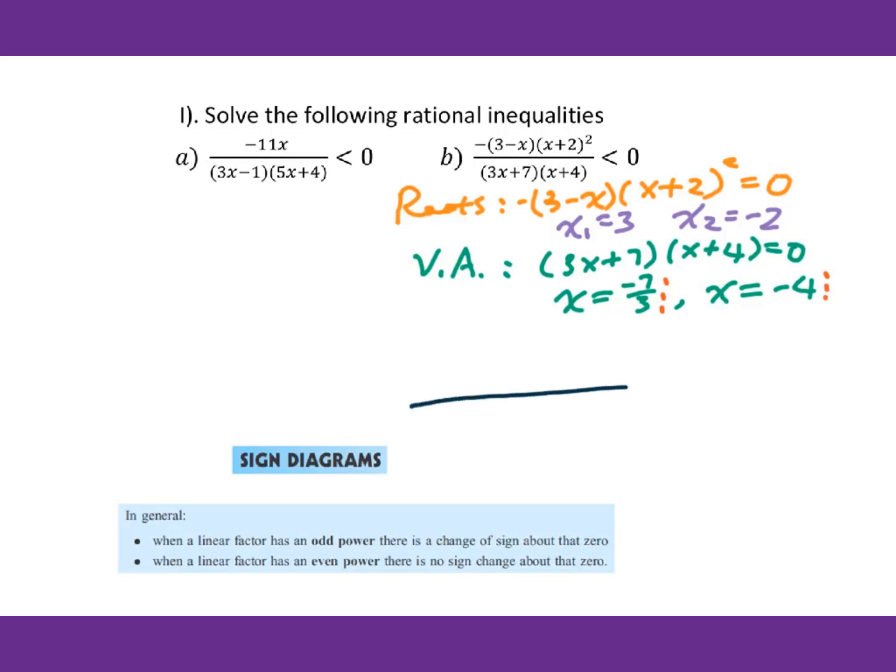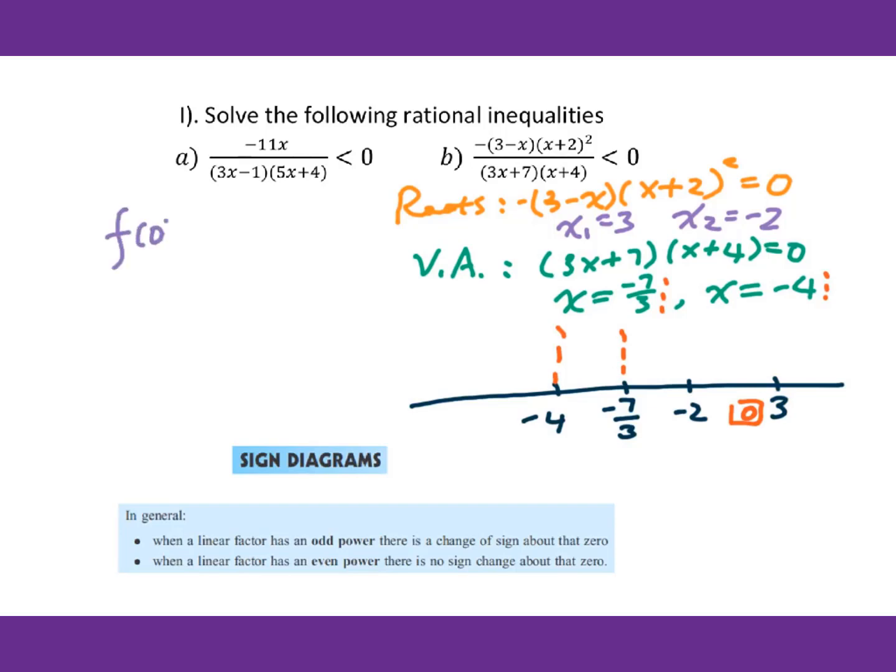Then we draw a number line. We have negative 4, negative 7/3, negative 2, then 3. The vertical asymptote lines are negative 7/3 and negative 4. Then we will choose a number. This time we can choose 0. 0 is between negative 2 and 3. Then we plug 0 into this function.